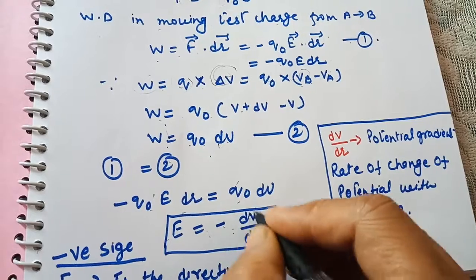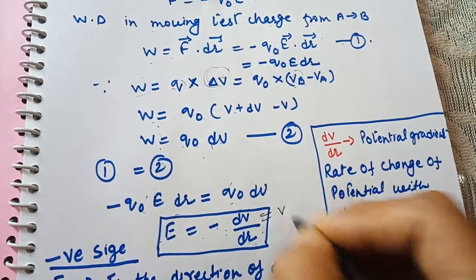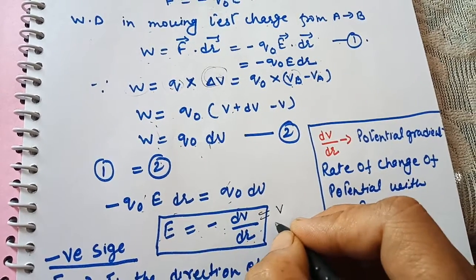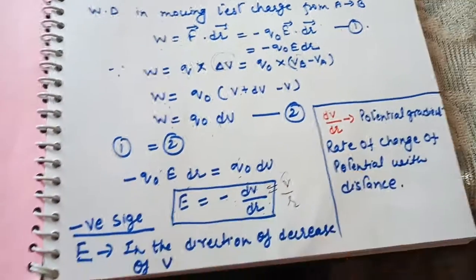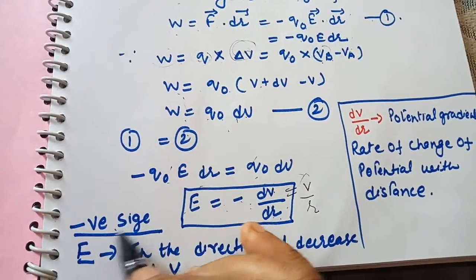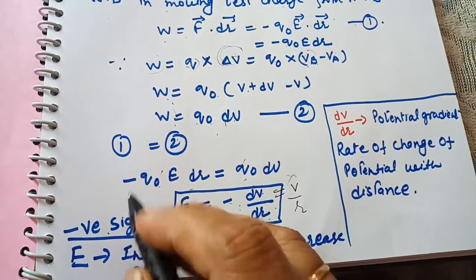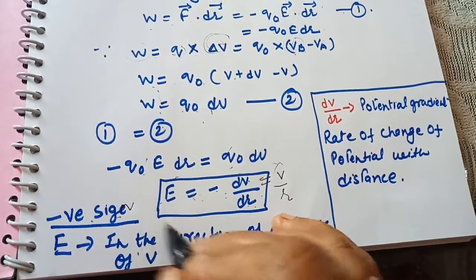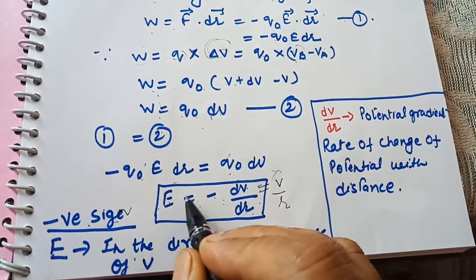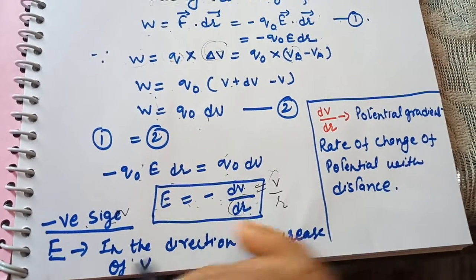If dV is the change in potential, it can be written as a potential. dr is a small distance, it can be written as r. So this expression can be written like this also. What is the meaning of this minus sign? The meaning of this minus sign is that the electric field is in the direction of decreasing potential.